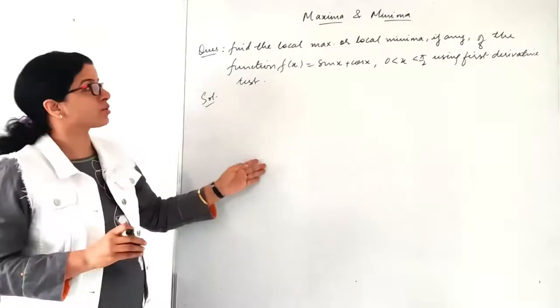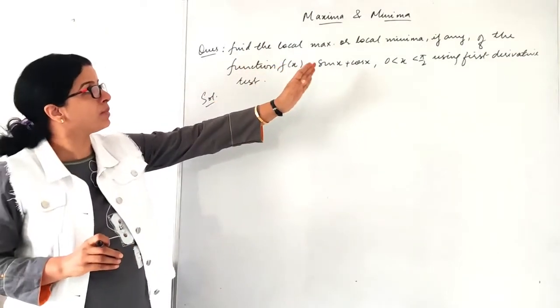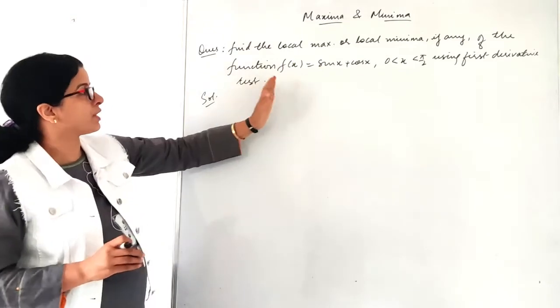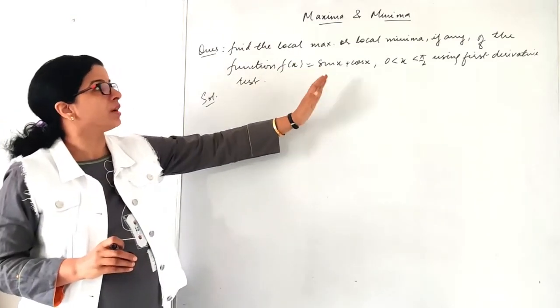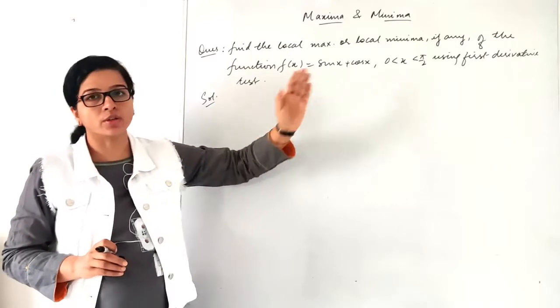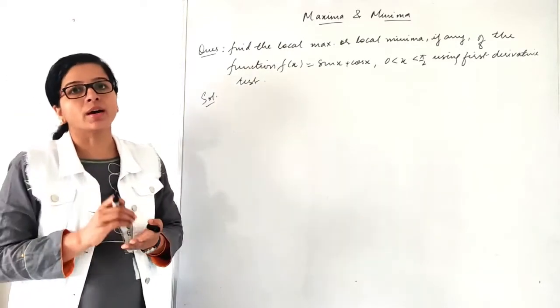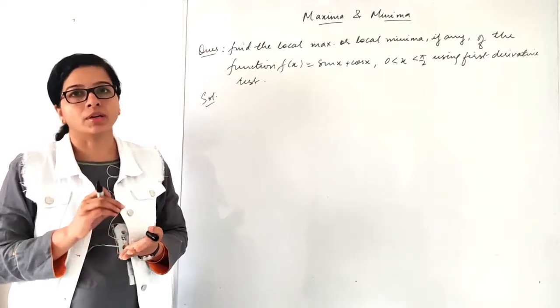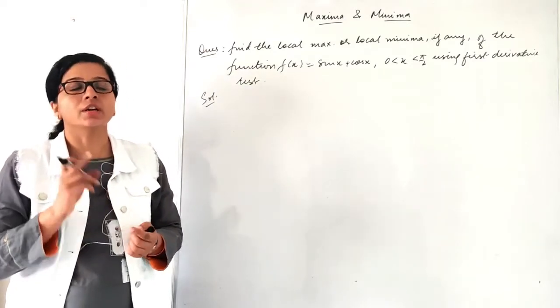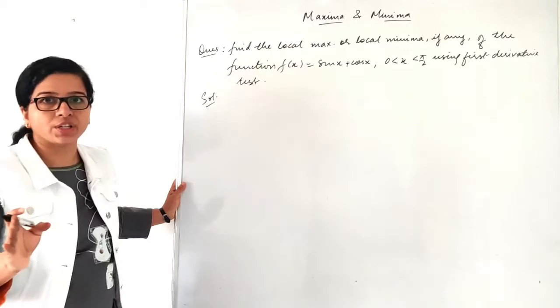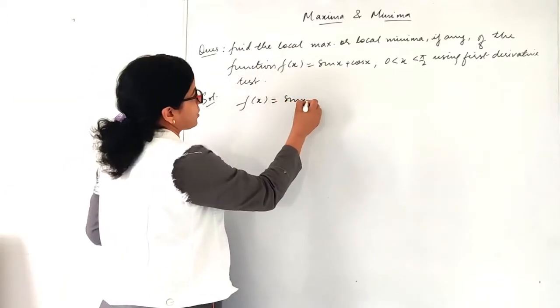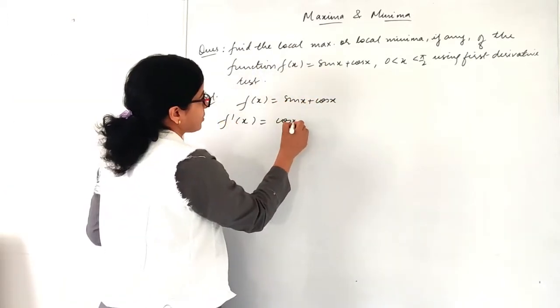Okay? Let us check this question. Find the local maxima or minima, if any, of the function f(x) is equal to sin x plus cos x, when x lies between 0 and pi by 2, using the first derivative test. So whenever we are talking about local maxima and minima using the first derivative test, the first step is we have to find f dash x. So f(x) is sin x plus cos x, f dash x is cos x minus sin x.